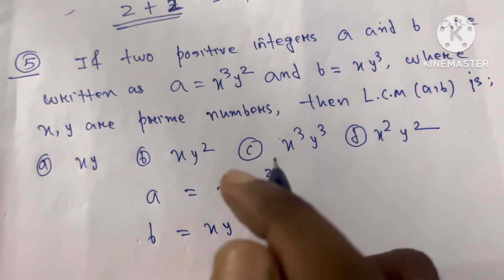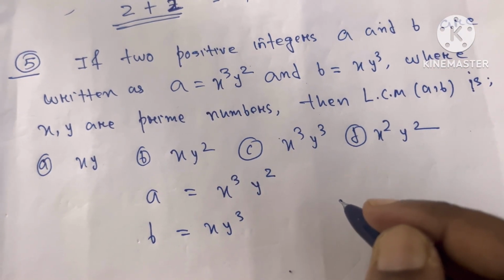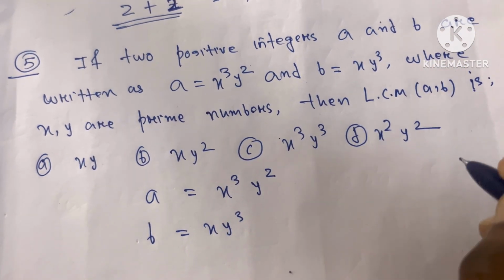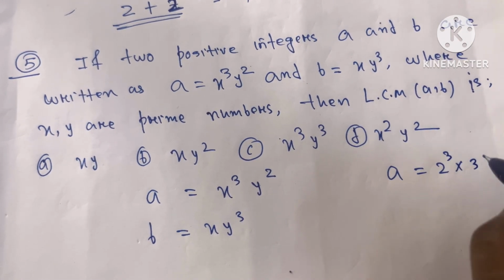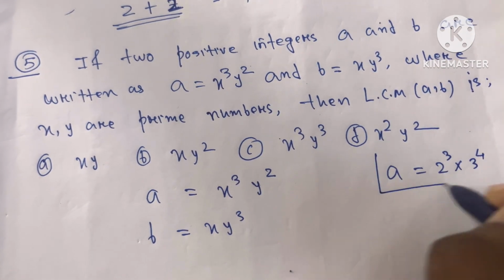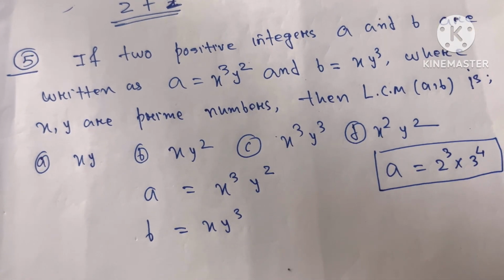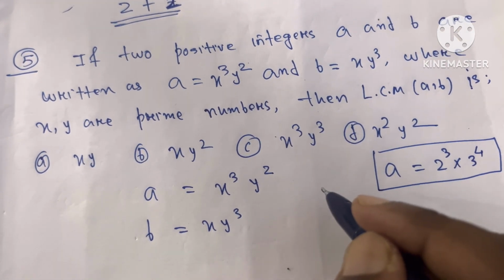That means the numbers a and b are written in the form of a product of prime exponents. It means a is written in the form like 2³ into 3⁴. Yes or no? So how will we find the LCM? This is very easy.